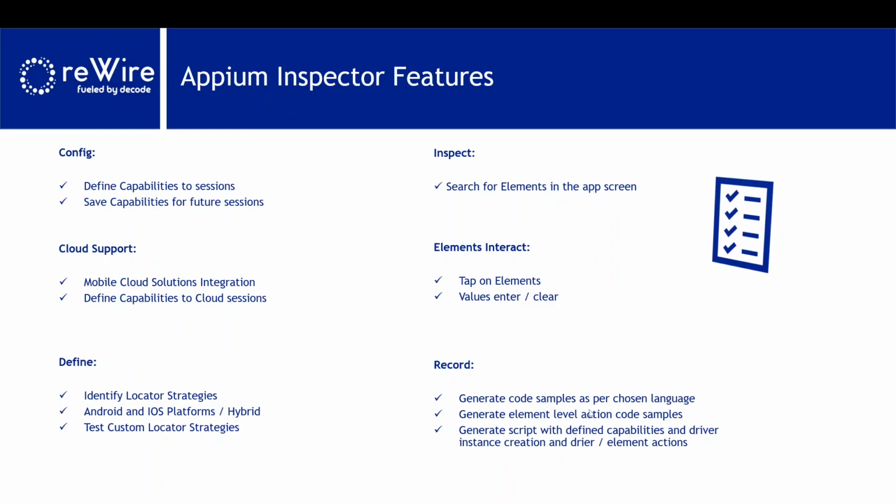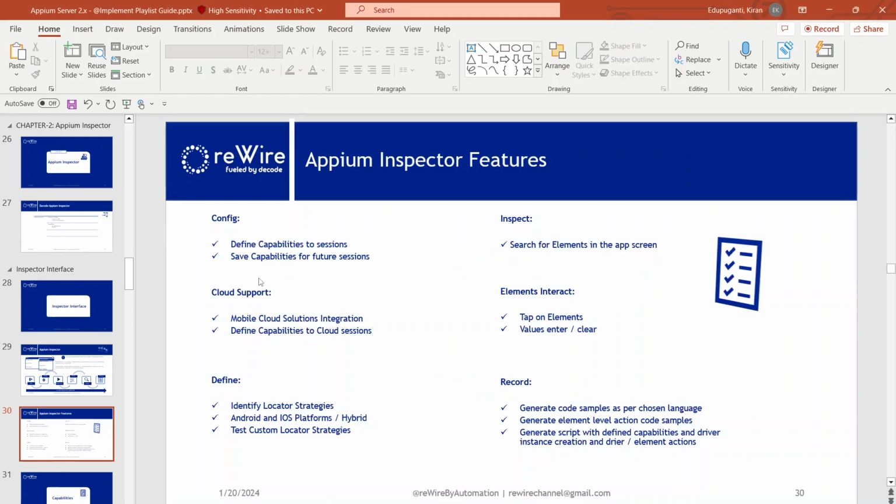Generate code samples as per the chosen language. You need to choose the language you want, Python or Java, and generate element level action code samples. So it will generate the code samples, and you can see how it is being generated: the script with the defined capabilities, driver instance creation, and driver element actions. All of these are possible through this record option. These are the Appium Inspector features, and that is the flow we saw in the previous slide. Now let's see Appium Inspector in detail.